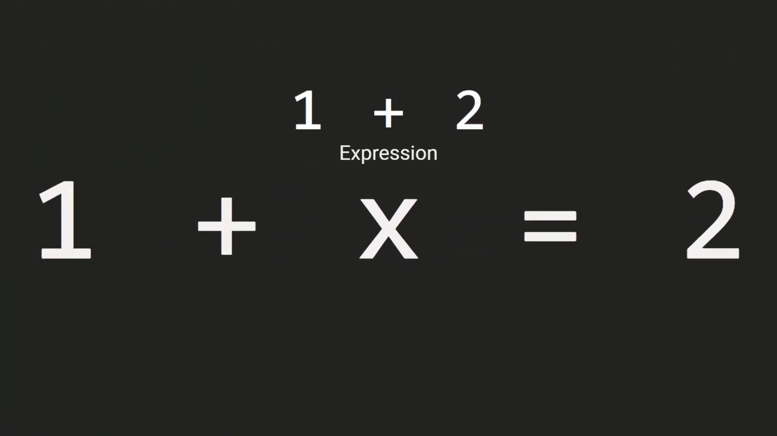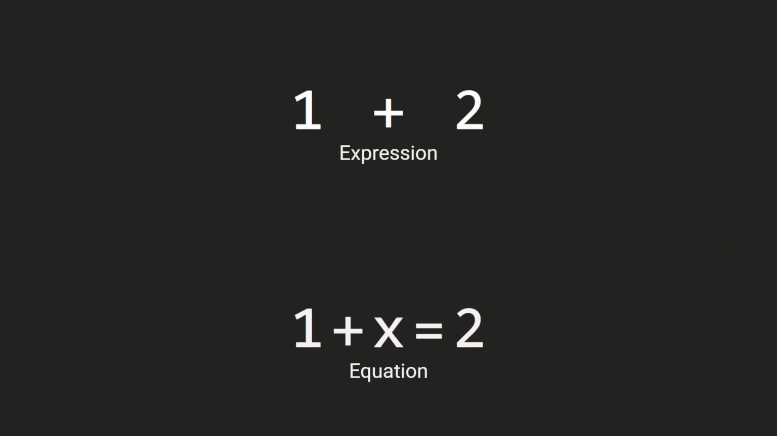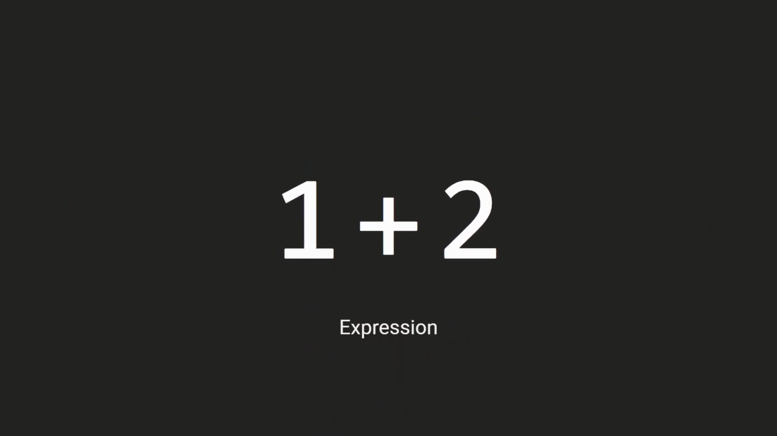1 plus 2 is an expression, as opposed to 1 plus x equals 2, which is an equation. In coding, we have expressions, which are like simple sentences that result in a single value once we evaluate it. This expression has two values and an operator. The plus operator adds the number on the right to the number on the left, and you get 3.